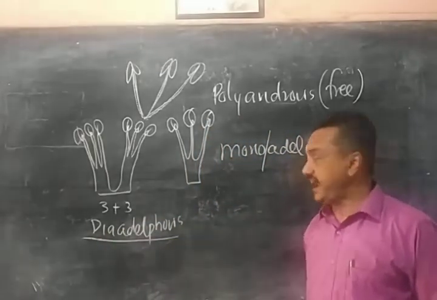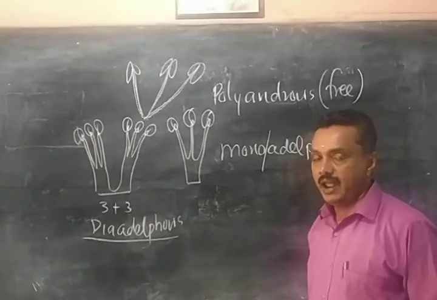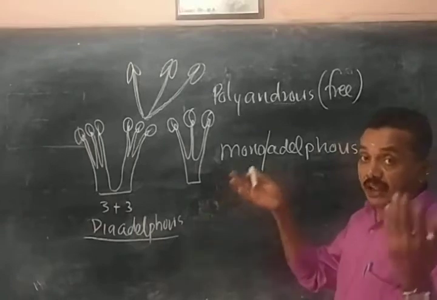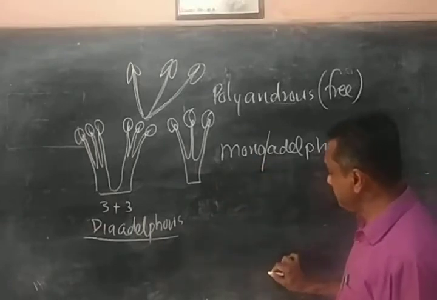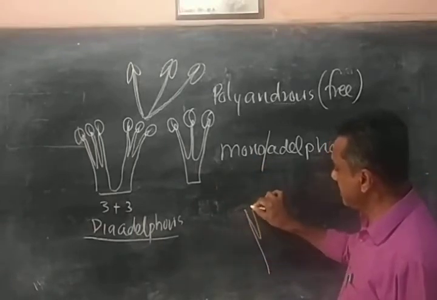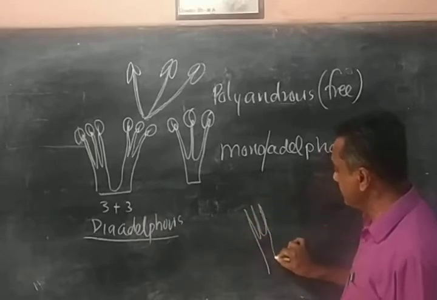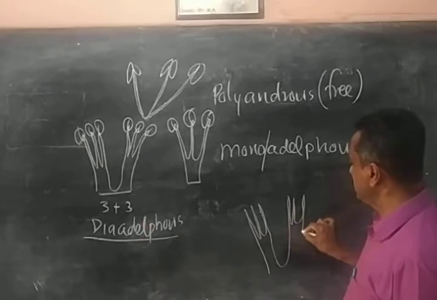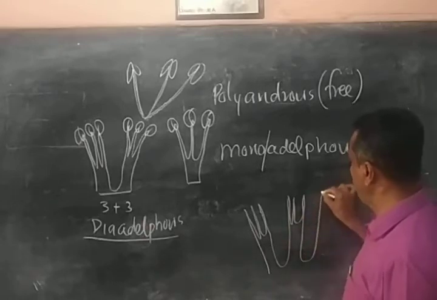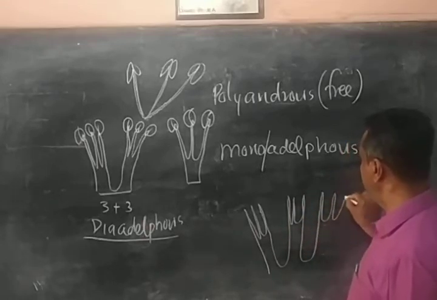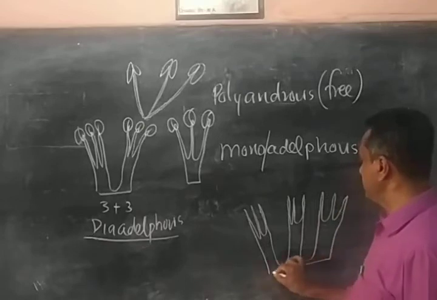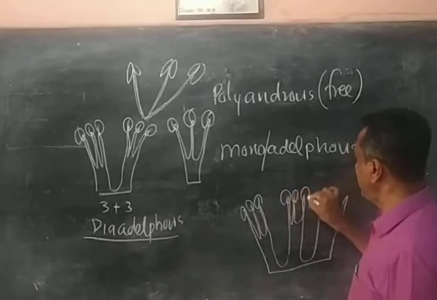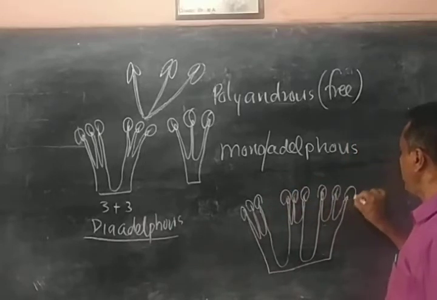Di means two. Diadelphous condition. And in many cases, as in cucurbita, more than 10 or 15 stamens are there. So you can see like that: one group, second group, third group, like this. See, 1, 2, 3, 1, 2, 3, 1, 2, 3, like that.